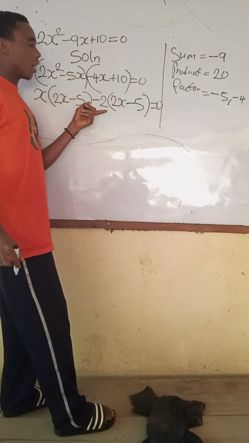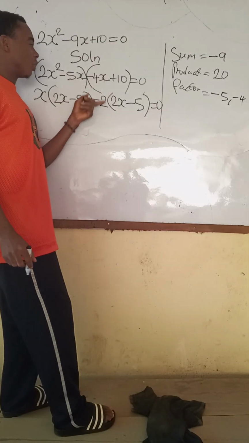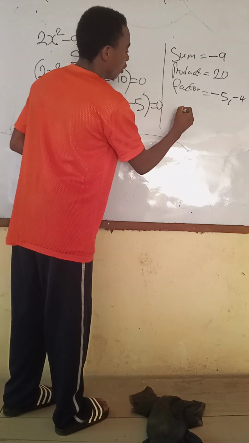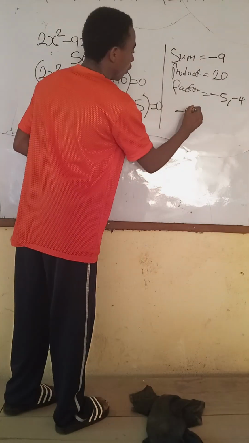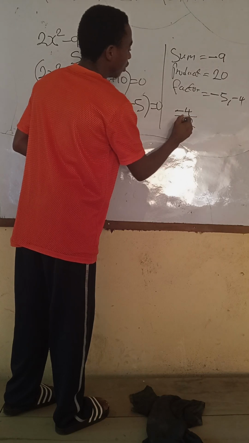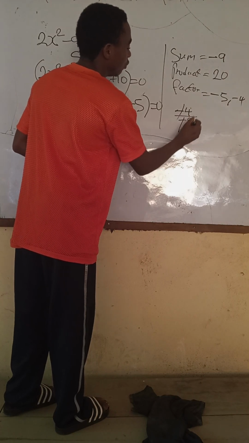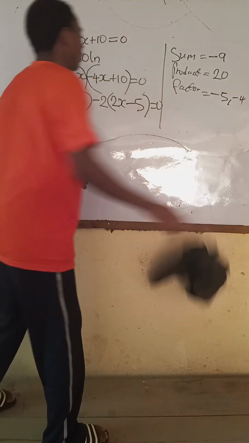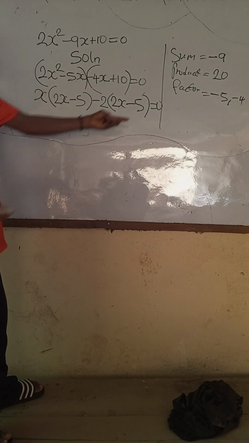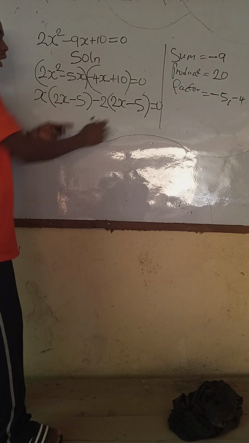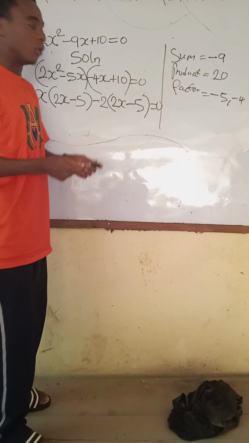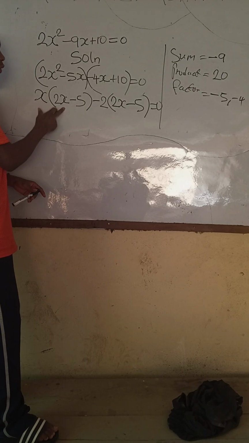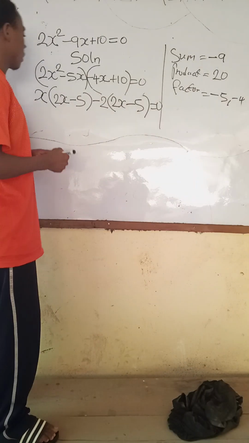Someone might ask me, how did I use minus 2 to divide -4 and it gave me plus? It's just a simple thing: when you have -4 divided by -2, the signs cancel, and 4 divided by 2 is 2. Now we are done with the grouping. As I explained earlier in the previous video, these two brackets must be the same. You can see that they are the same: 2x minus 5, 2x minus 5.